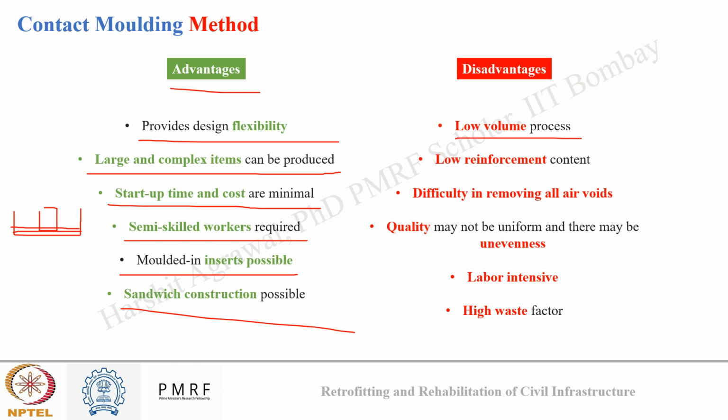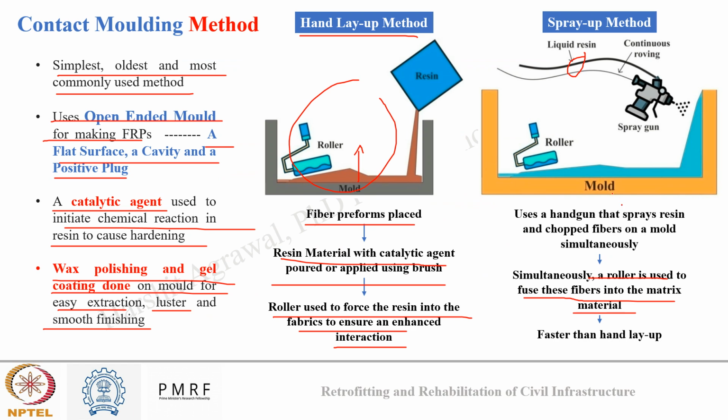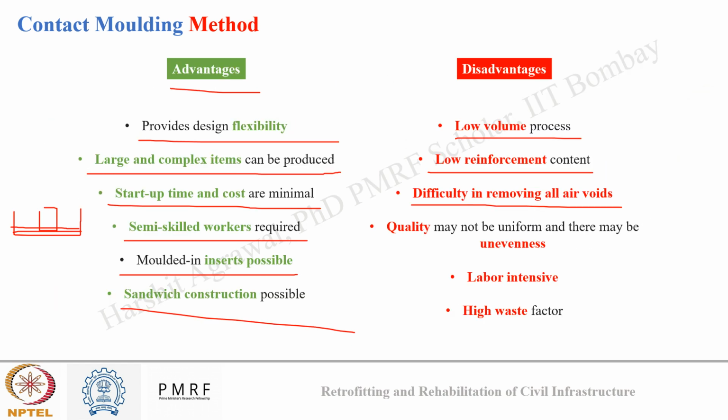It is a low volume process, so it won't be able to manufacture a large volume of composite. Low reinforcement content: generally, the laminates made using this method have low reinforcement content. Difficult in removing all air voids. Since we are using a mechanical roller to remove the air voids, sometimes all the air voids may not be removed properly.